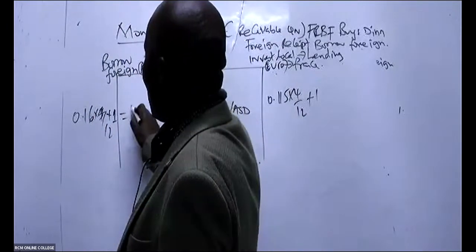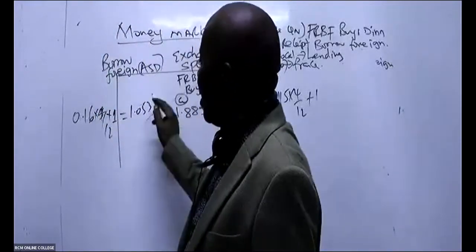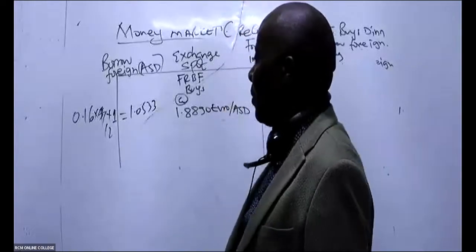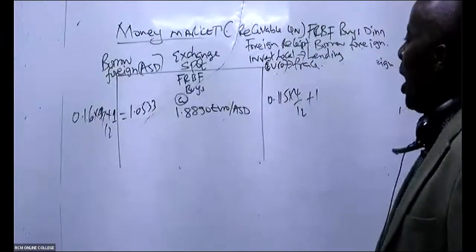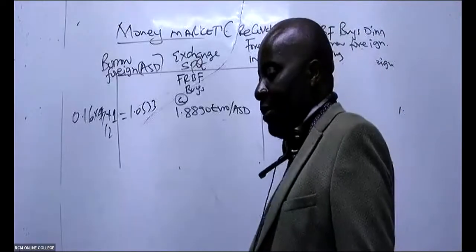So I'm being told the first one is 1.053. Is that okay? Or 33? Let's increase the decimal points to 4. How about this one? This one here might be even uglier.